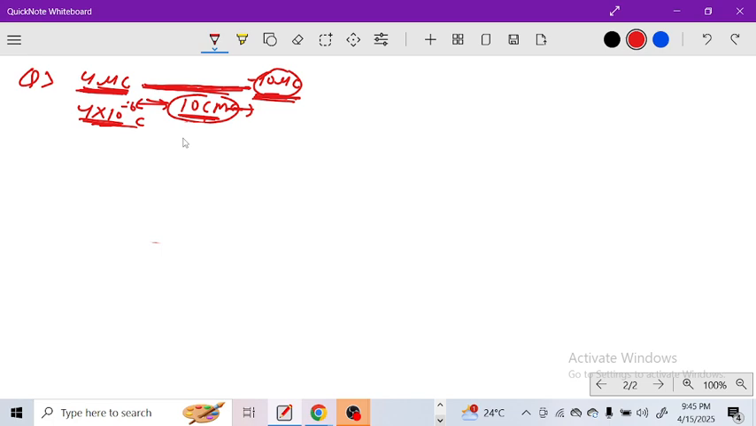So 4 into 10 raised to 3, sir. 4 into 10 raised to 3 Newton. This is wrong, Kavya.